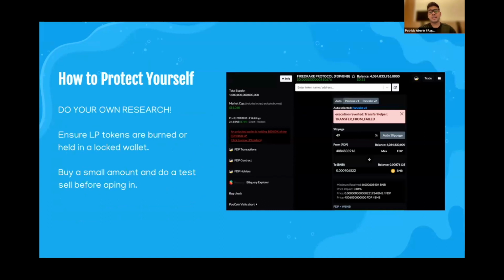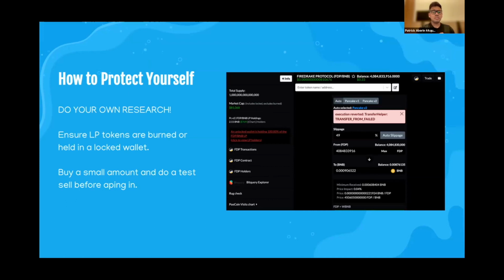So how can you protect yourself from this? Always do your own research. So right here on the screen, I have another honeypot / rug pull token, the Fire Drake protocol. So first things first, ensure that those LP tokens are either burned or held in a locked wallet. So as you can see on the screen here, for Fire Drake protocol, an unlocked wallet is holding 100% of the liquidity pool tokens.